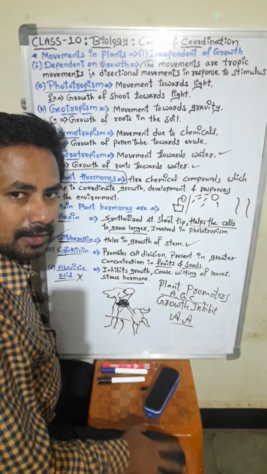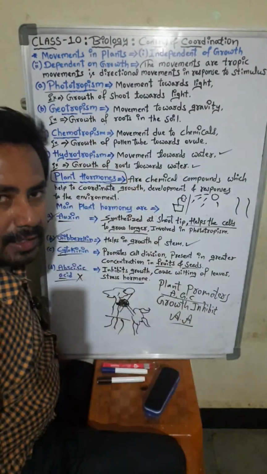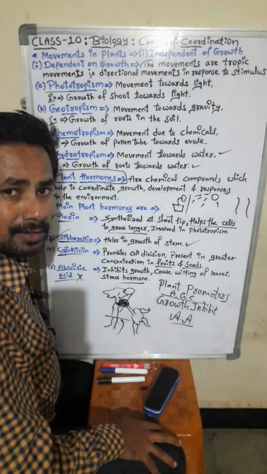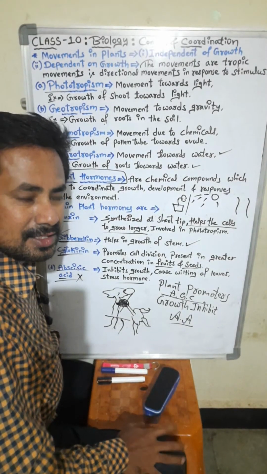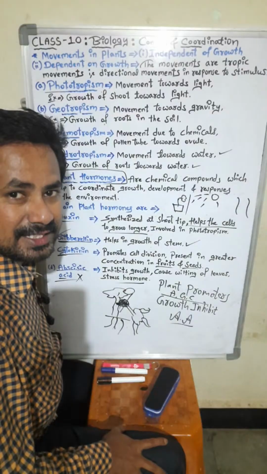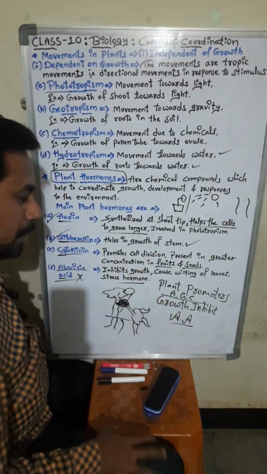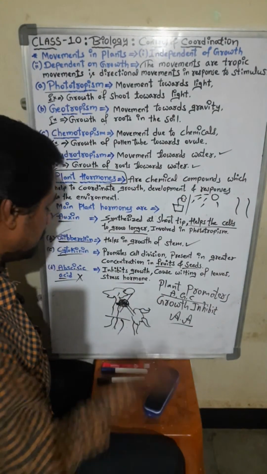Gibberellin helps the stem to grow longer. Cytokinin is present in greater concentration in fruits and seeds, causing rapid cell division in fruits and seeds. Okay students, promote cell division, help cell division.